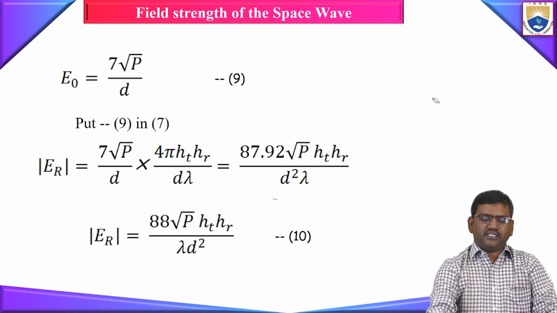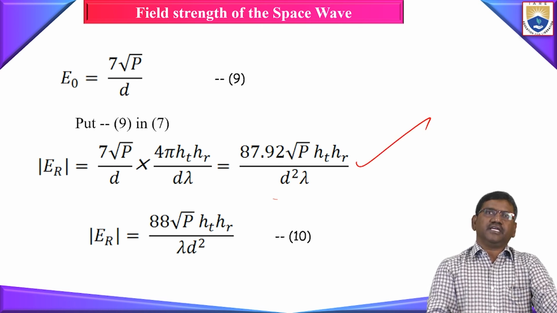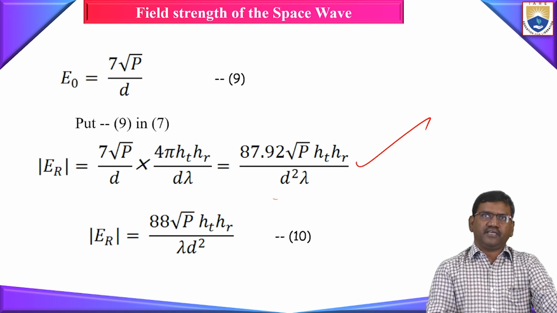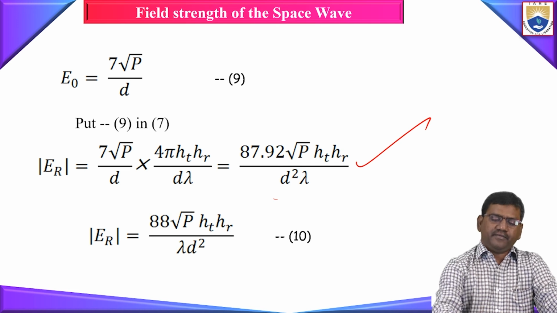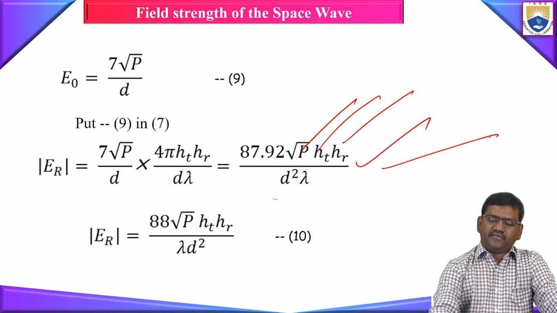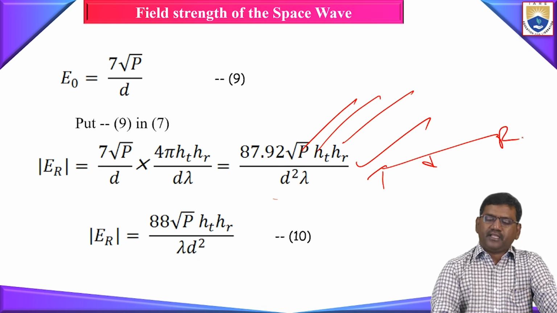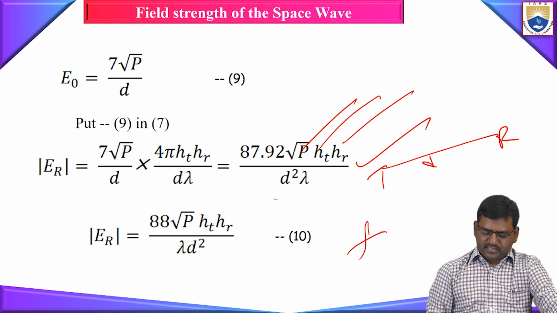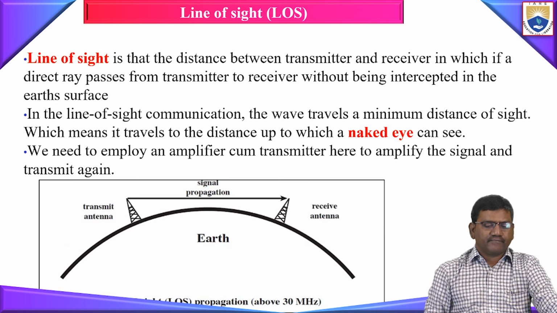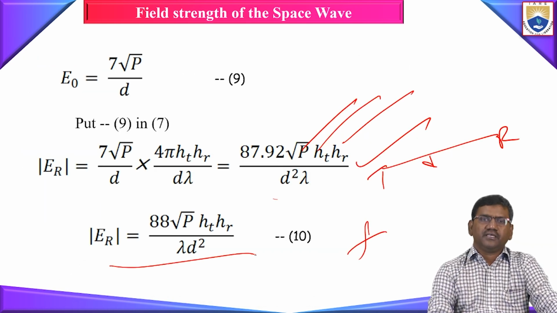From this expression we can observe that the electric field strength absorbed by the receiving antenna depends upon the transmitted power P, the height of the transmitting antenna, the height of the receiving antenna, the distance between the transmitting antenna and the receiving antenna, and also the frequency. So this is the derivation regarding the field strength of the space wave.